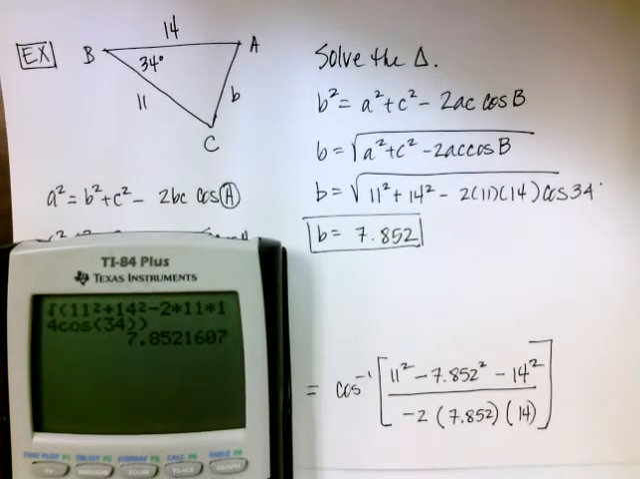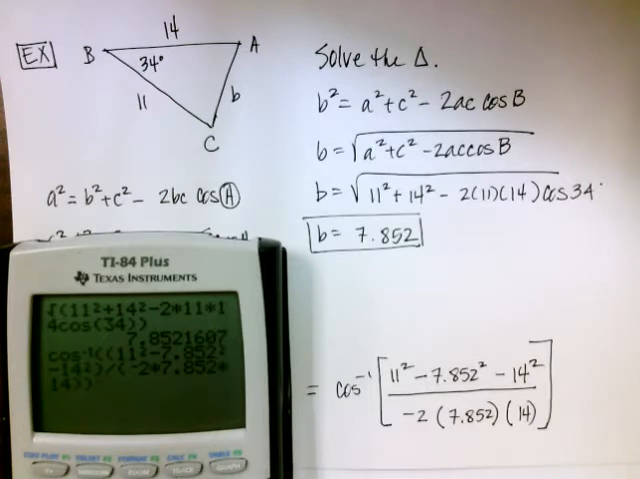So the first thing that I'm going to do is the inverse cosine, and I'm going to open another parentheses for the numerator. So 11 squared minus 7.852 squared minus 14 squared. Close the numerator, divided by open for the numerator, negative 2 times 7.852 times 14. Close for the denominator, close for the inverse cosine.